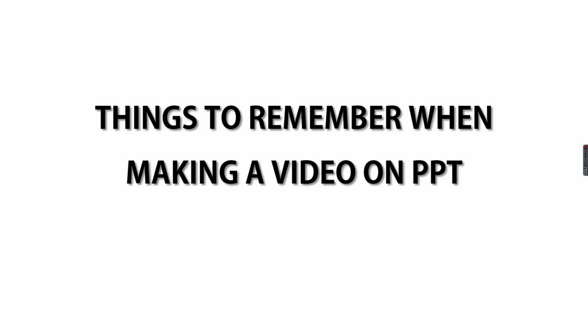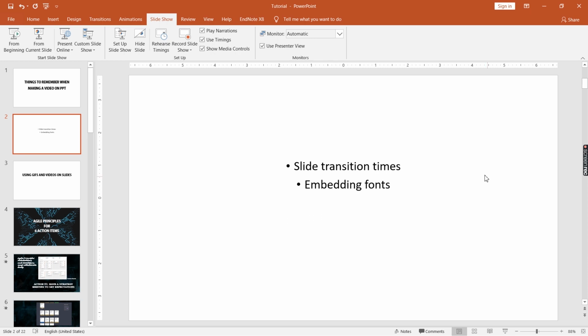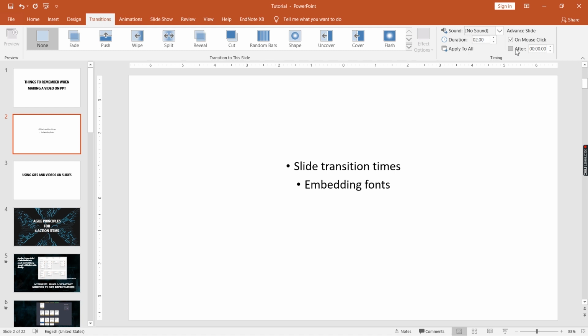You need to remember something when making a video on PowerPoint. When I'm talking about slide transition times, typically when you're doing a presentation in person, you want the slides to change when you click or when you press space. But in a video, you don't want that to happen. You want it to go off at a particular time, depending on your content. So to do this, you would go into Transitions, tick the box for the time at which you want the slide to change, and untick the mouse click.